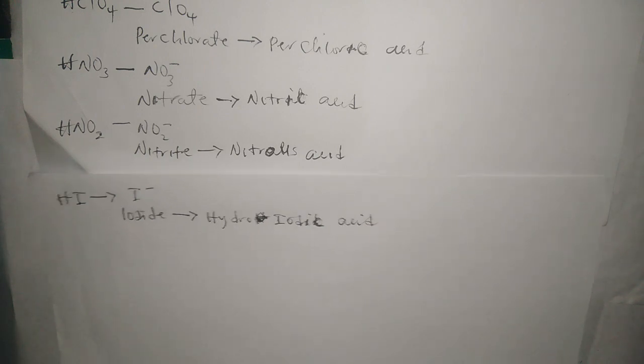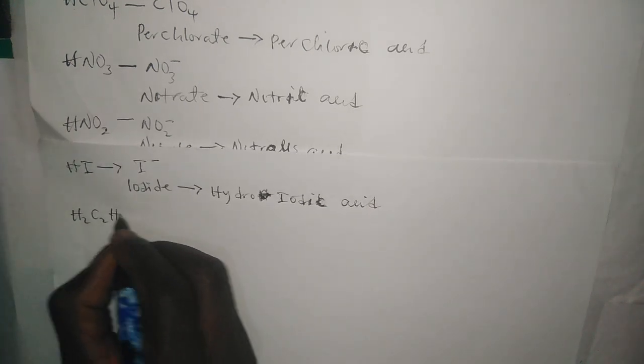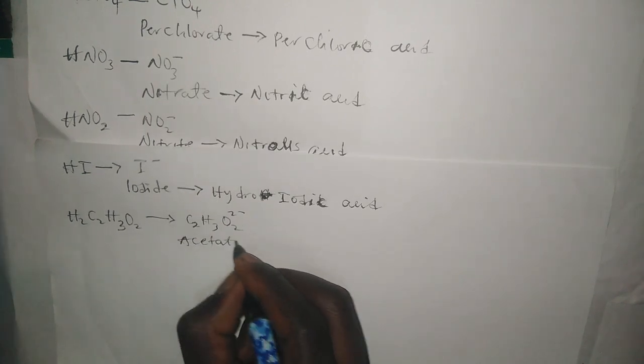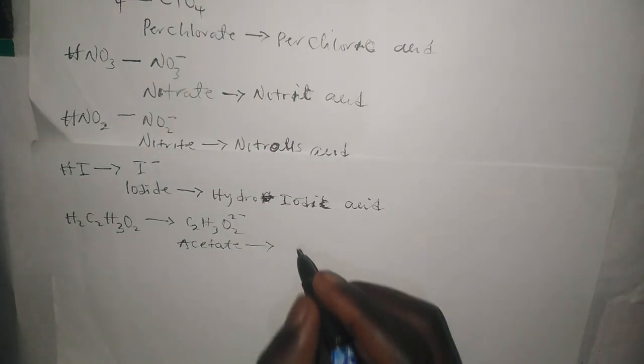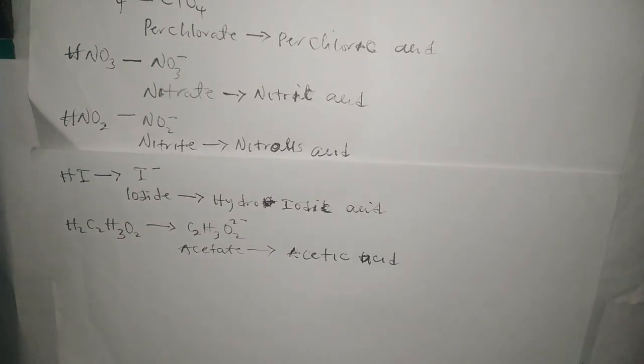So if we have an acid compound, now to name this particular compound, we first identify the polyatomic ion. So when we identify this polyatomic ion, the name of this polyatomic ion is acetate. Now replace this ATE with IC and then you add acid. So it becomes acetic acid.